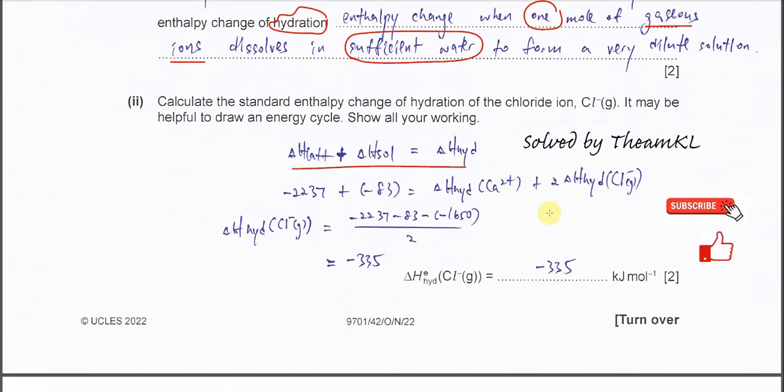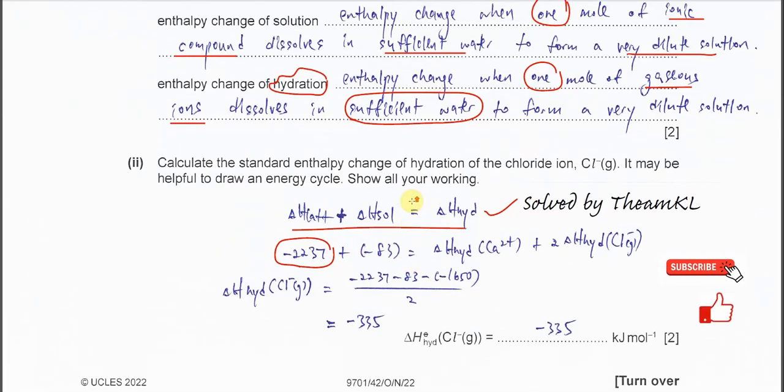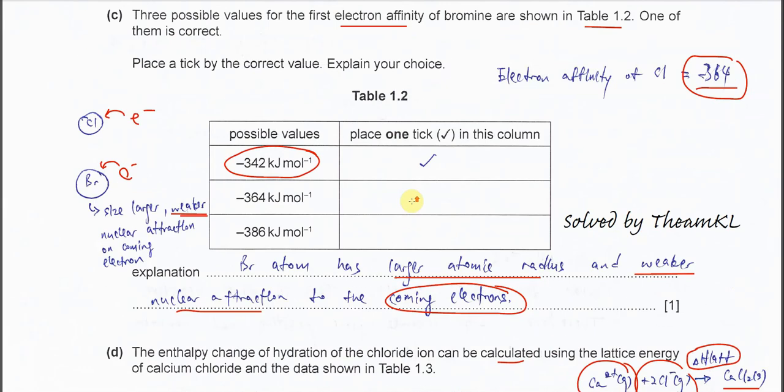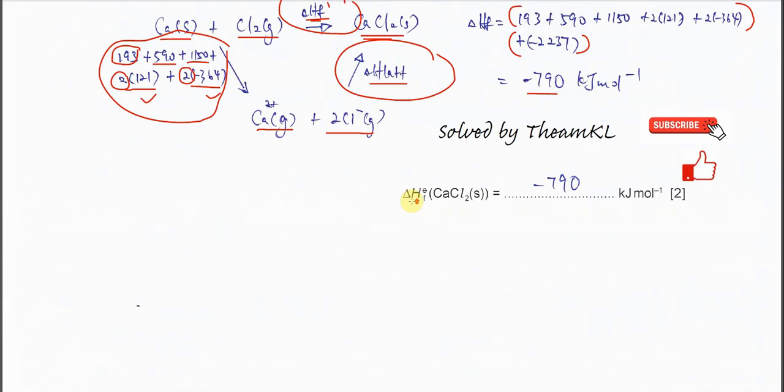Okay, now part 2. This is a calculation, and first you must use this equation, and this one I already discussed just now, how we get this. So now the lattice energy is already given in the table, negative 2237. Delta H solution also given, negative 83. Please refer back to this table.